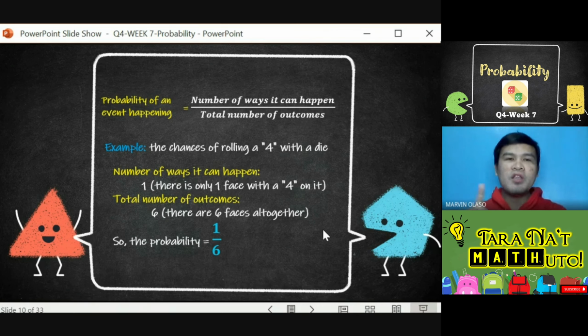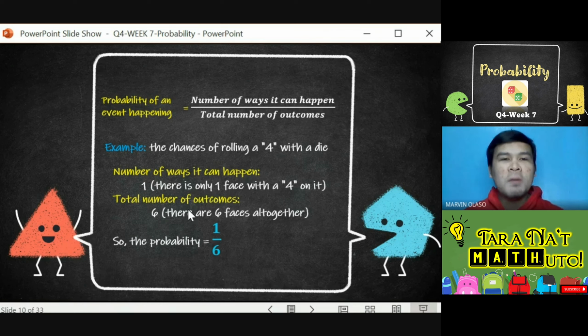So, the first one is 4. Sabi natin, ano ang chance na lalabas ang 4? So, there is only one. There's only one face with a 4 on it. Diba? Sa isang cube, may isa lang na number. Sa bawat isa, 1, 2, 3, 4, 5, 6.